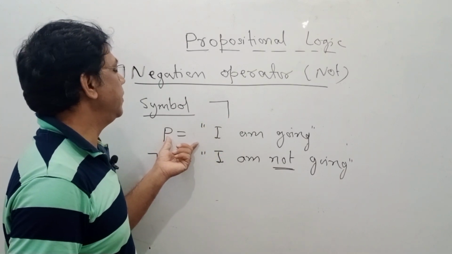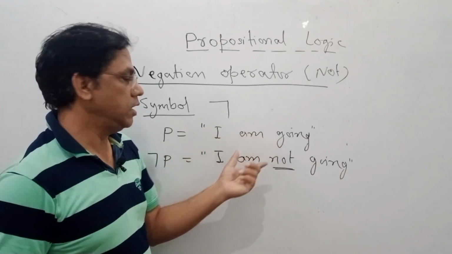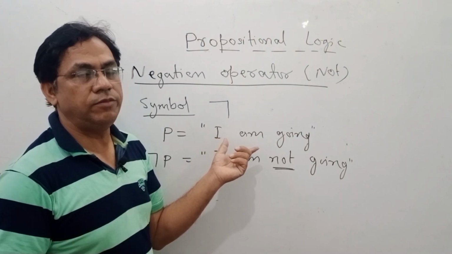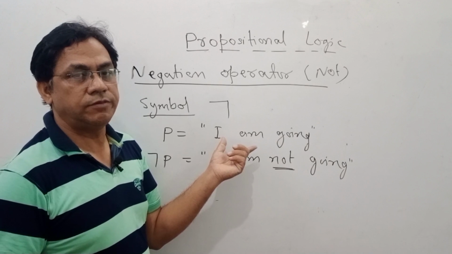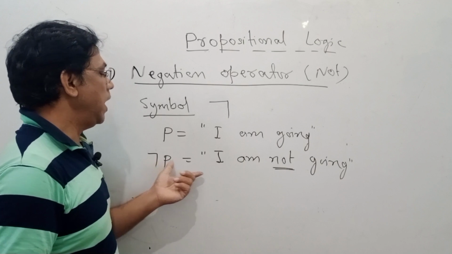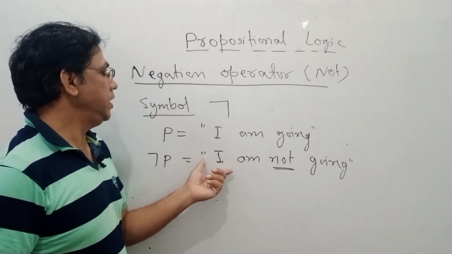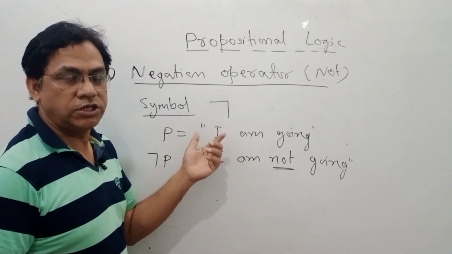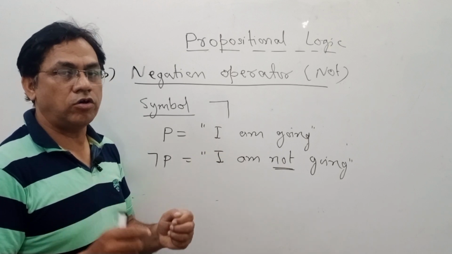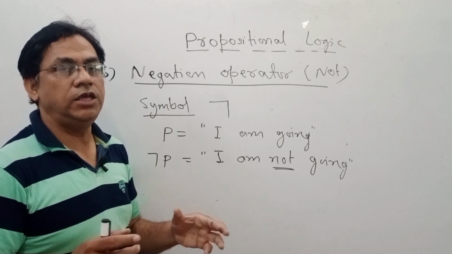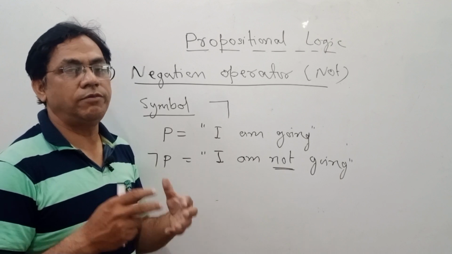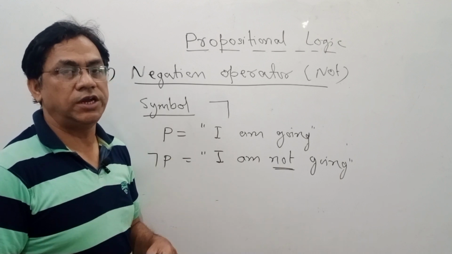Suppose the P variable carries the meaning I am going here, and if I want to reverse the meaning, or negate the meaning of the existing statement, I will put this symbol before P, and it will give the meaning I am not going. So this is the negation operator, and with the help of the negation operator and the OR operator you can make any universal statement. It means with this you can make any logic in our artificial intelligence program.